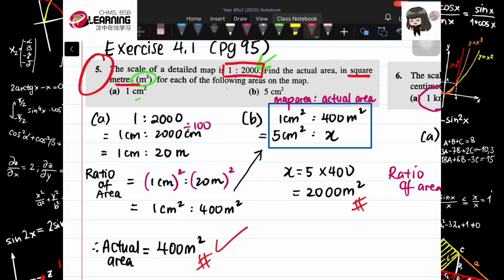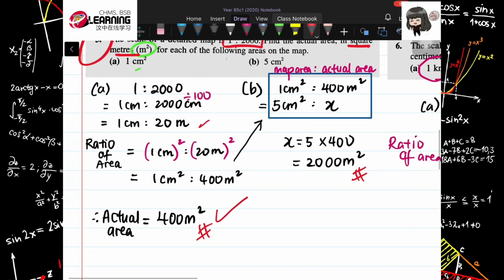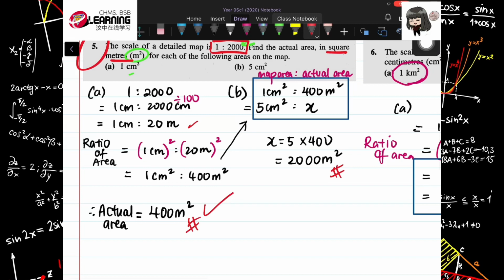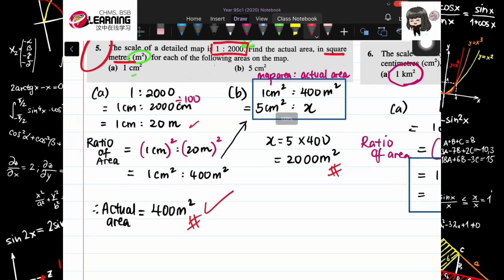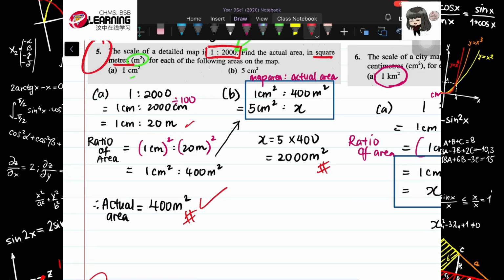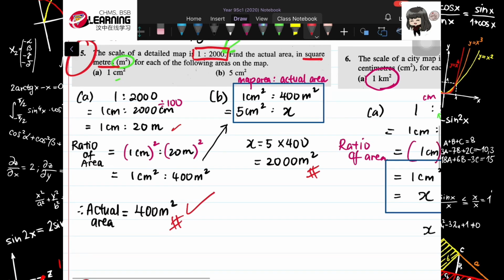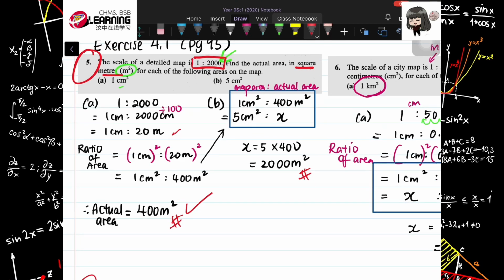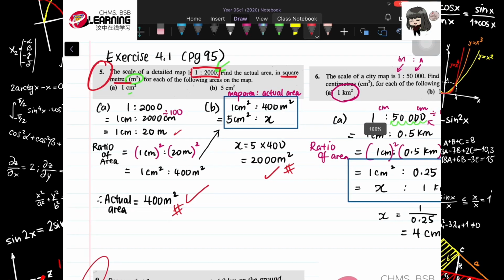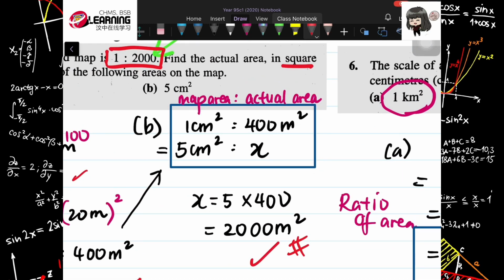Okay, 2000 centimeter, change it to 20 meter, and then we find the ratio of the area by squaring both sides. Then we got the answer: 1 centimeter square represents 400 meter square. That is your actual area. As for part B, you can use part A's answer, 1 centimeter square represents 400 meter square, and cross multiply with 5 centimeter square. Then you get 2000 meter square. Remember, if your map area unit is centimeter square, both must be the same. And as for actual area, if it is 400 meter square, the other one must also be meter square, right?